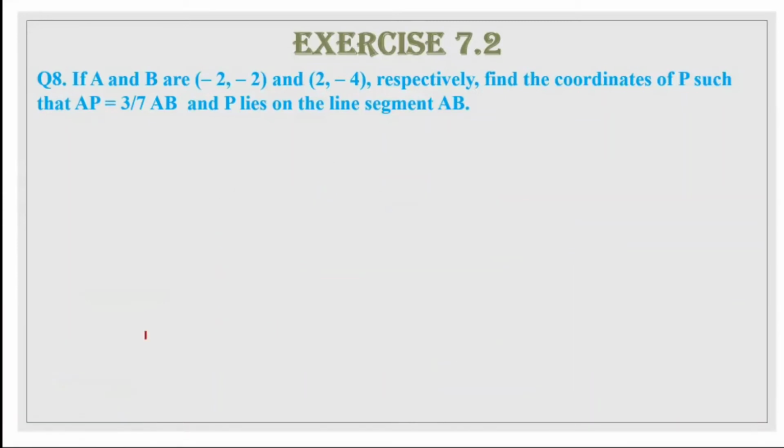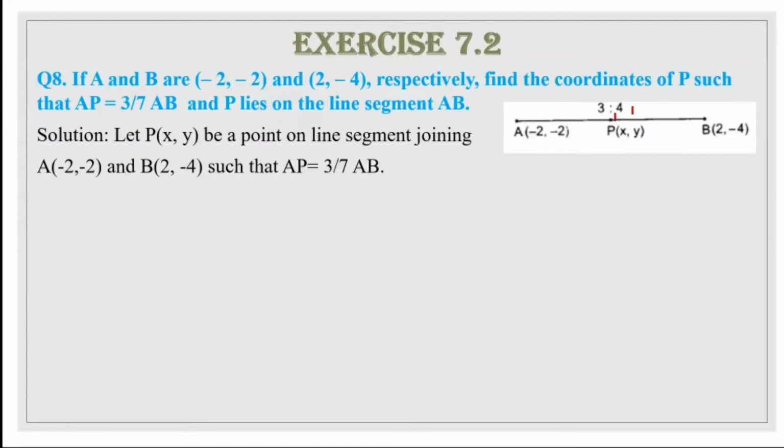So let's try to do the question now. Let's draw the figure. A is given to you as (-2, -2). B is given to you as (2, -4). I suppose the coordinates of point P to be (x, y) such that P is dividing AB in the ratio of 3 is to 4. So what will the coordinates of point P be? The x coordinate, the abscissa of P, will be given as (3 × 2 + 4 × -2)/(3 + 4). And the y coordinate, the ordinate, will be given by (3 × -4 + 4 × -2)/(3 + 4). So let us try to find out what we get.